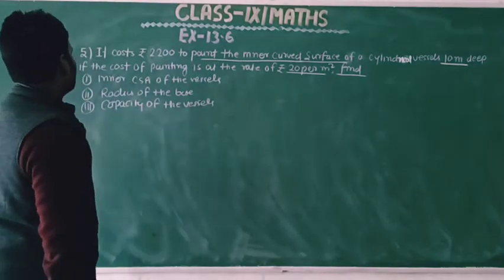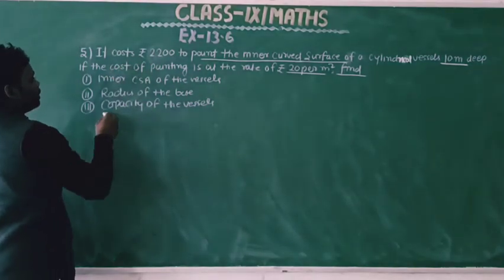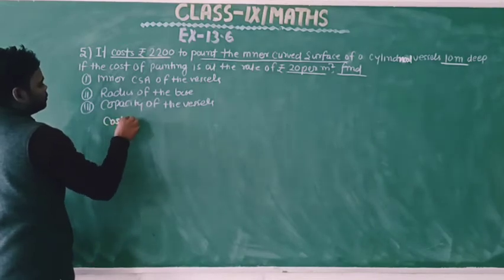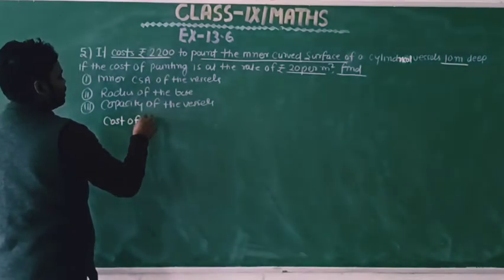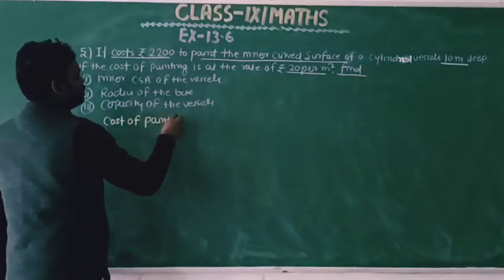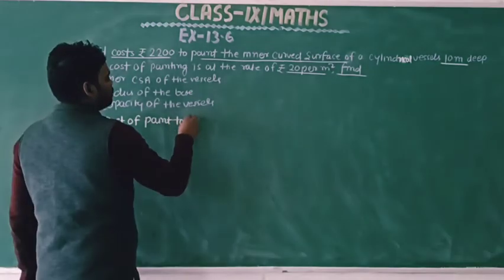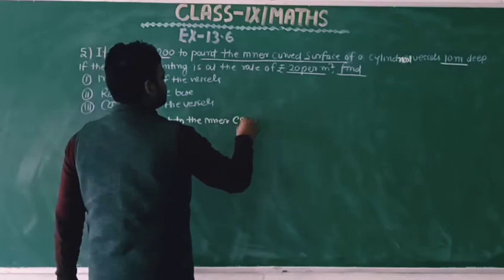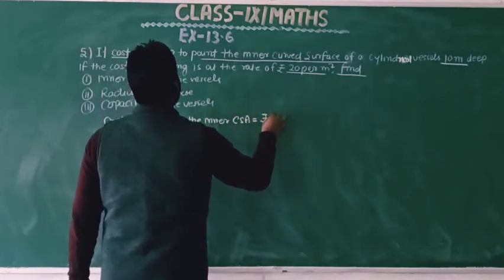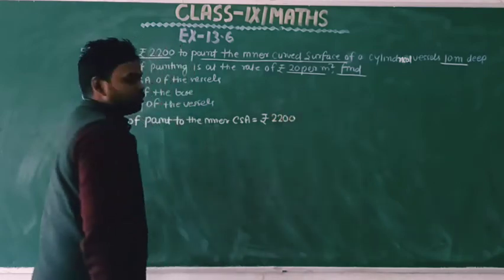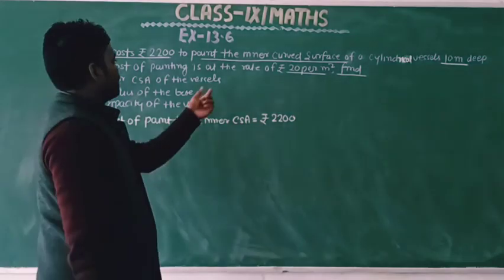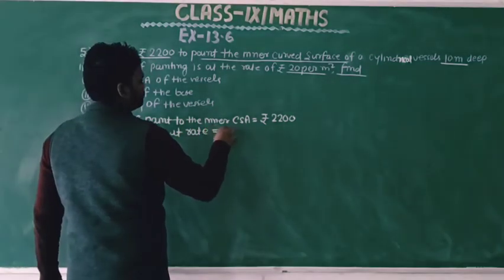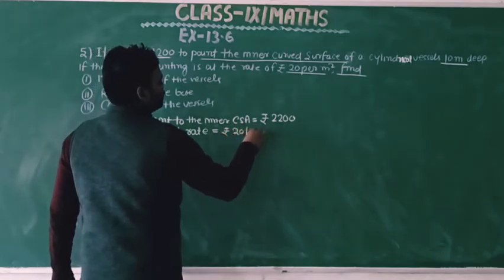Okay, so it is given that the cost of paint for the inner CSA is rupees 2200, and the rate is also given: rupees 20 per meter square.